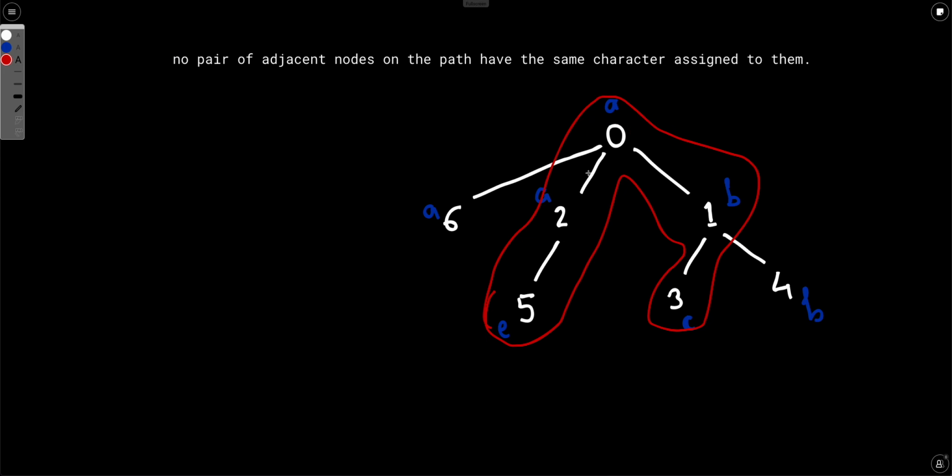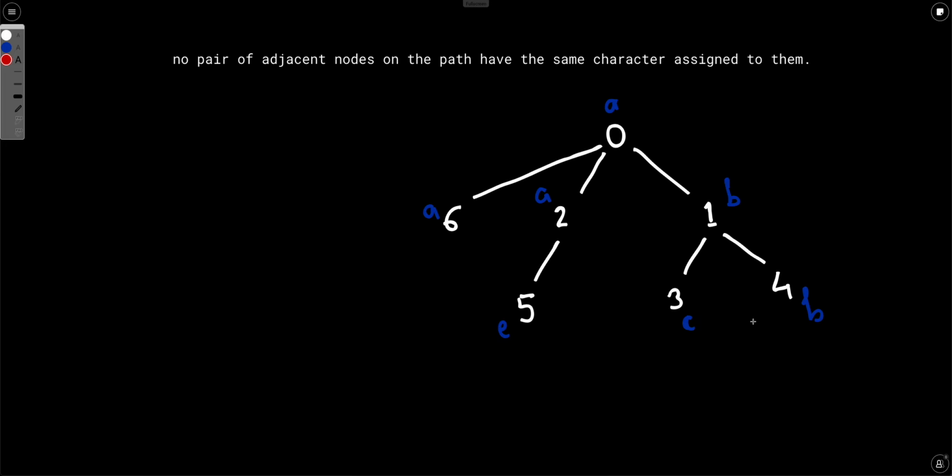Now we can take another path, maybe this. Again, this is not a valid path because you can see 1 and 4 have the same character assigned to them. So a valid path will be something like this. This is a valid path because you can see A and E are adjacent only and they don't have the same character. Similarly, this is another valid path. Similarly, this is another valid path.